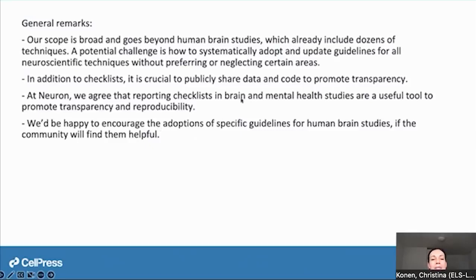We'd like to emphasize that in addition to checklists, we think that it is crucial to publicly share data and code to promote transparency. So taken together, at Neuron, we agree that reporting checklists in brain and mental health studies are a useful tool to promote transparency and reproducibility, and we'd be happy to encourage the adoption of specific guidelines for human brain studies if the community will find them helpful.